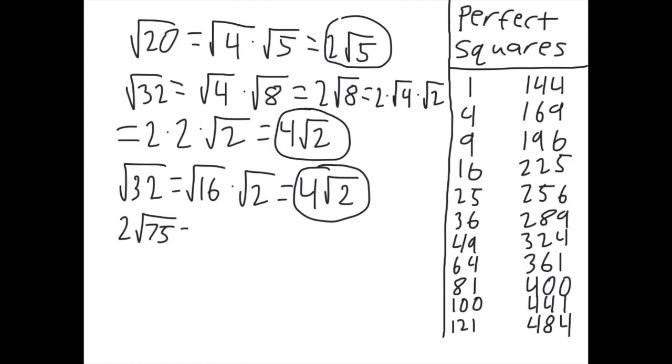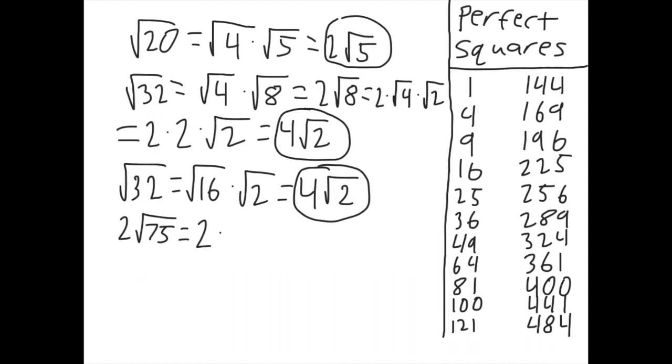So the 2 is going to stay there. Just like when we reduce this up here, same thing, the 2 stays right there. And we're going to multiply that by whatever perfect square we take out. So, square root of 75, we have to think of what perfect squares can we take out of 75.